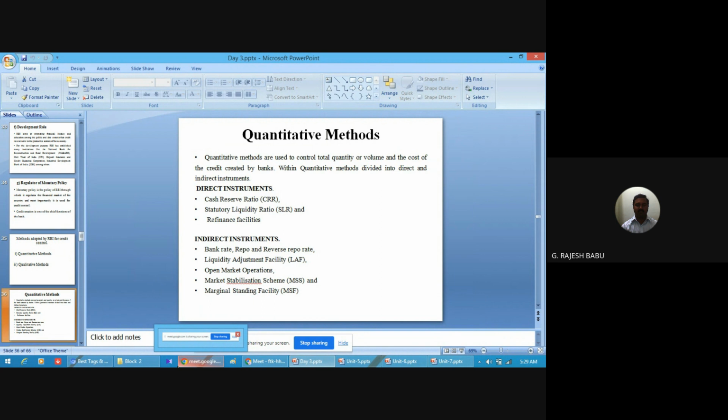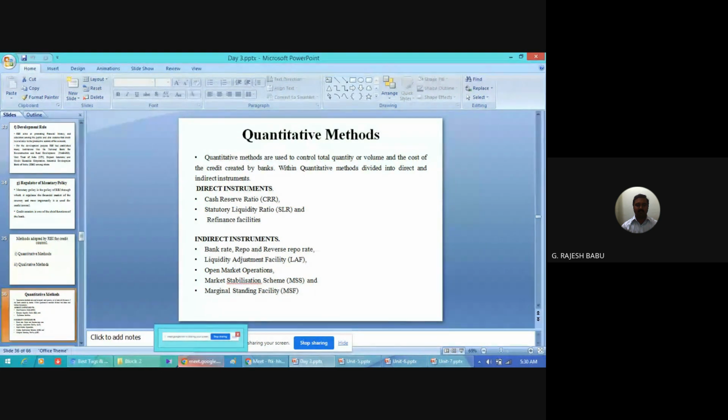Next one, marginal standing facility. Marginal standing facility is a facility for banks that can be used in an emergency. Under this facility, a scheduled commercial bank can borrow overnight, at 1%, or 100 basis points, more than the repo rate, from the Reserve Bank of India. It provides a safety valve to banks against unanticipated liquidity shortage.